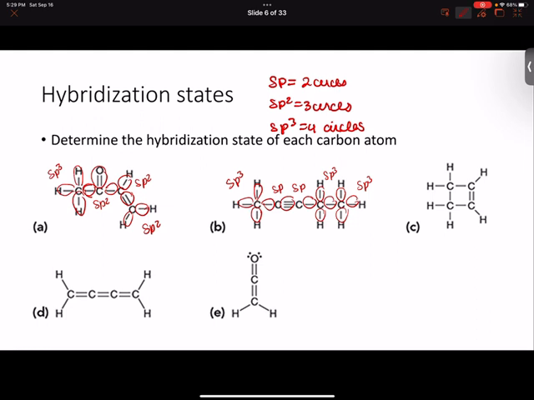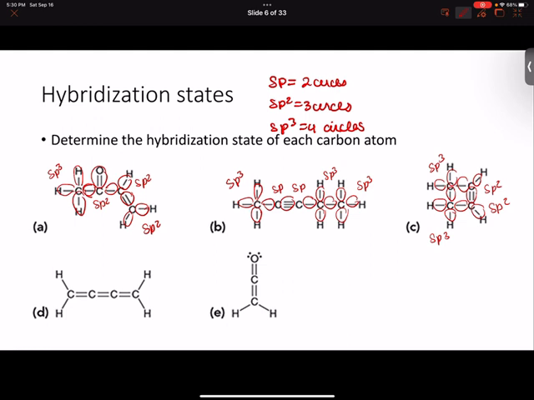And then let's see C. We have 1, 2, 3, 4. This one's going to be sp3. 1, 2, 3. sp2. 1, 2, 3. sp2. You have 1, 2, 3, 4. sp3.